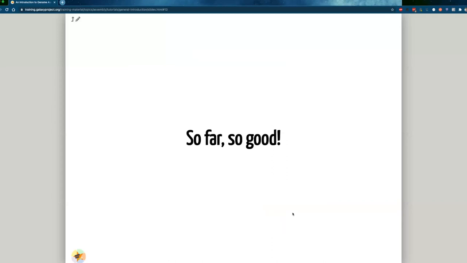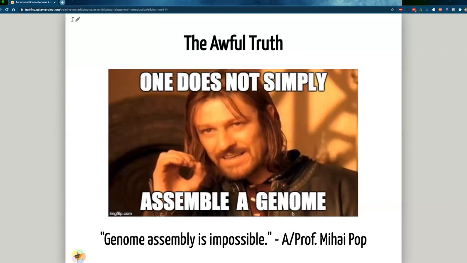So far, so good. However, the awful truth is that one does not simply assemble a genome. And Associate Professor Mihai Pop, who did a lot of research into the area of genome assembly, actually stated that genome assembly is impossible under certain circumstances. And we'll talk about what those circumstances are soon.